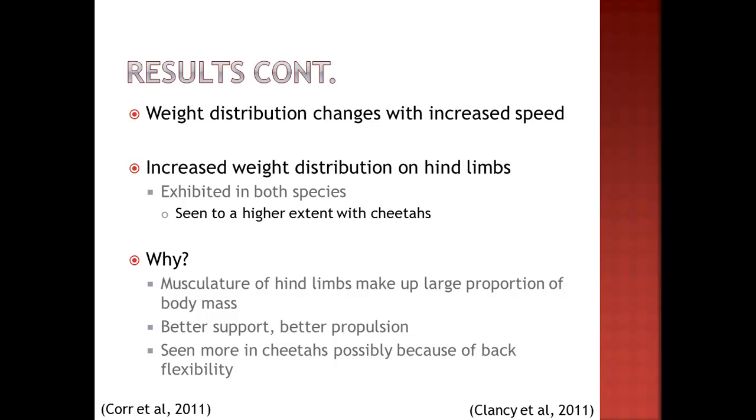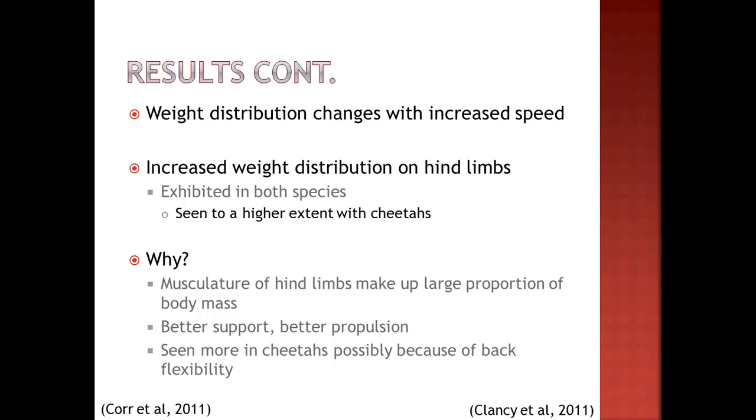So another observation researchers made during this study was that as the animal's speed increases, both cheetahs and greyhounds will distribute more of their body weight onto their hind legs. And they saw this to a little bit of a higher extent in cheetahs. And the reason they do this is possibly because the musculature of the hind limbs in both species makes up a large proportion of their body mass, and it might therefore be able to provide better support and also more powerful propulsion at higher speeds.